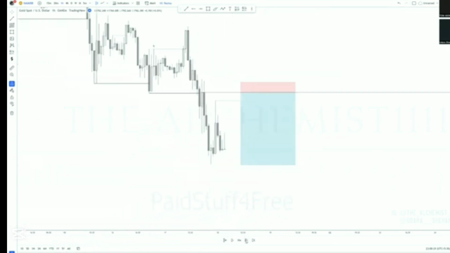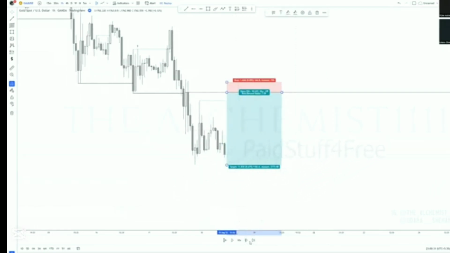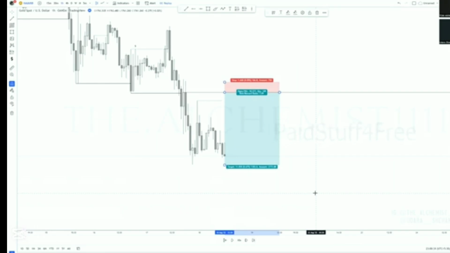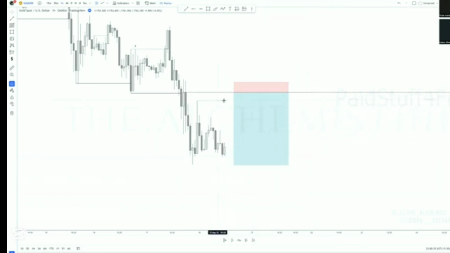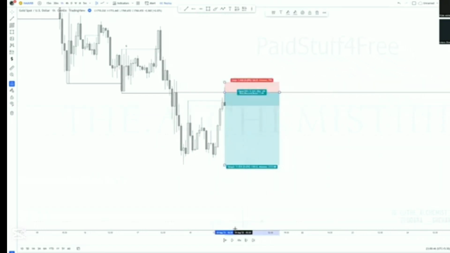So what happened? Didn't get here by London Kill Zone. Can you see it? It's 11:30. Then let's wait until 12:30. Didn't get there by 12:30. Then at what time do we expect price to get here? New York Kill Zone or New York Open. See, 4:30 p.m. my time. That is when New York Kill Zone opens. There it goes, right at 4:30.